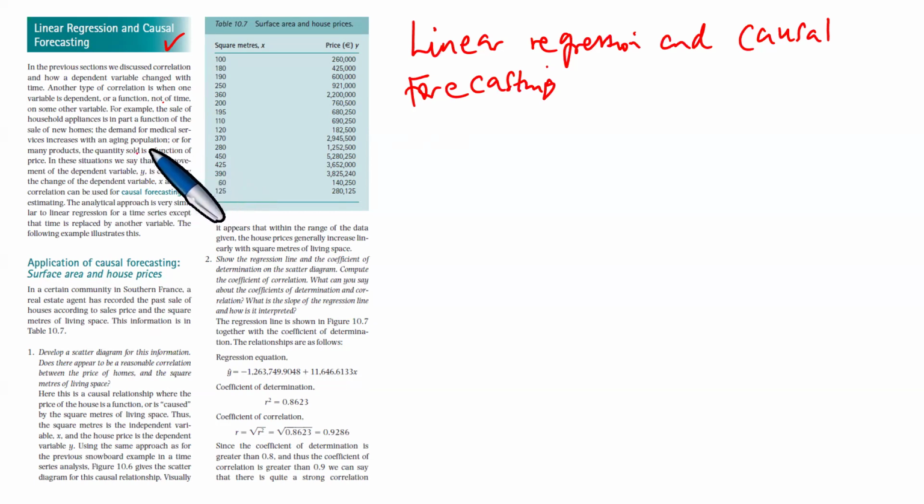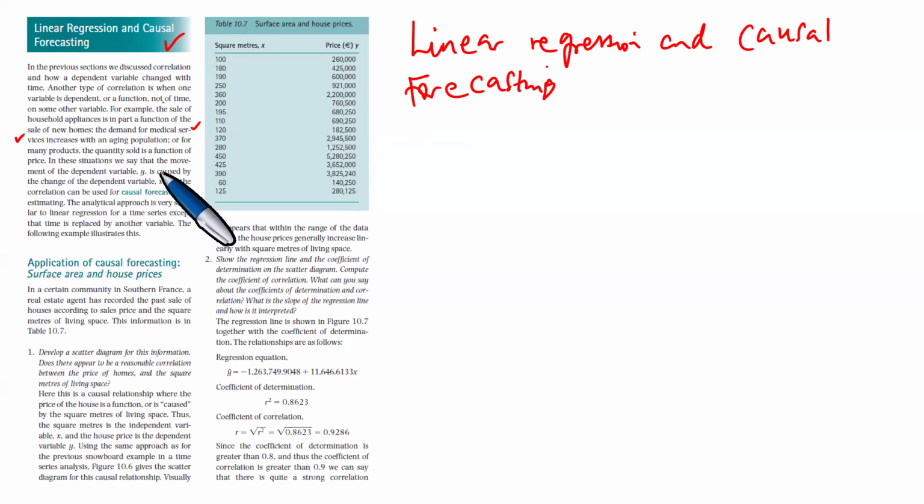If the population is getting old, then there's a demand for medical services. So the demand for medical services increases with an aging population. If you have older people, then they go to hospital more. They demand more medical attention than younger people. So the quantity sold is a function of price.